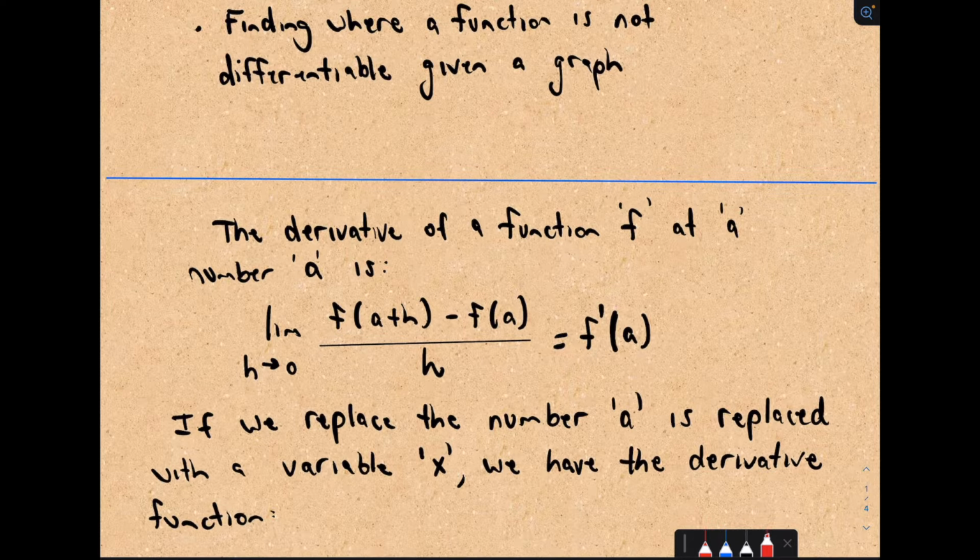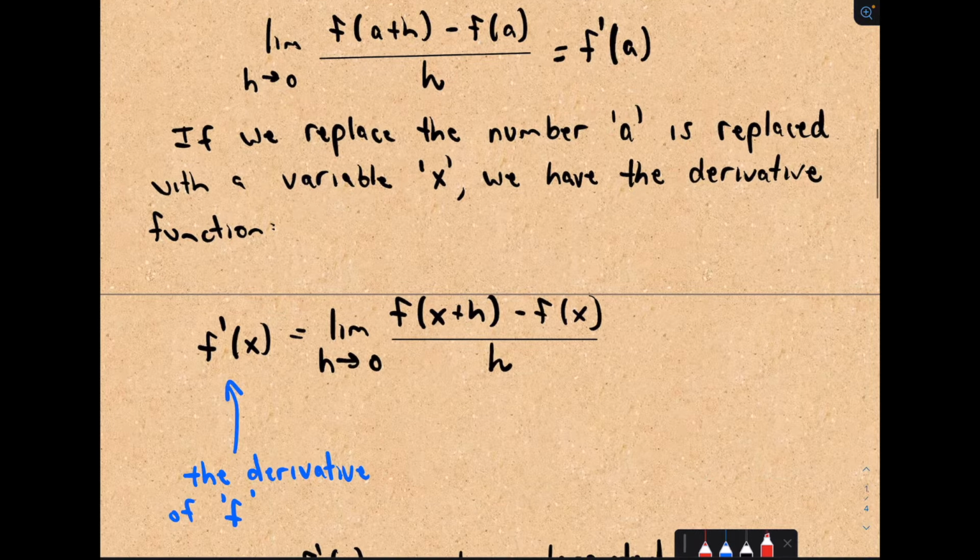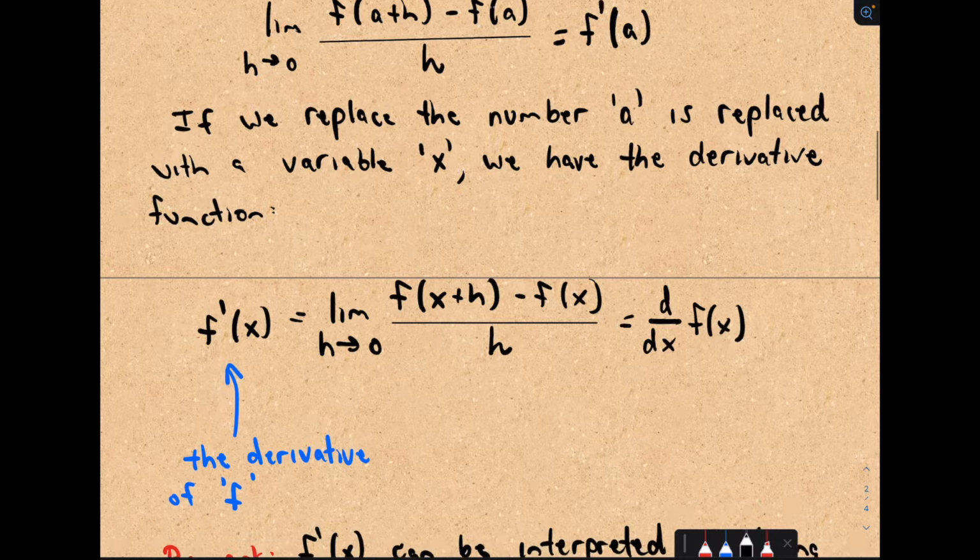So all we're going to do is replace this number a with a variable x. And by doing that, we've produced a new function, which is known as the derivative function. It's the derivative of f. Notice I've just replaced my a's with x's, so no major leap here. Just some alternate notation too. Sometimes you'll see this derivative with respect to x, this d of dx of f of x. And there are a couple other notations too, but these are the ones that most often you'll see.